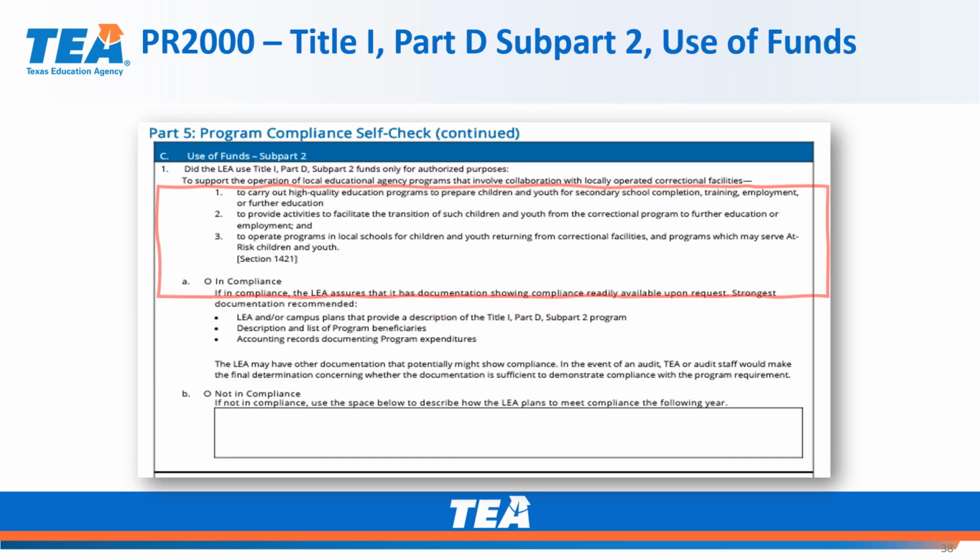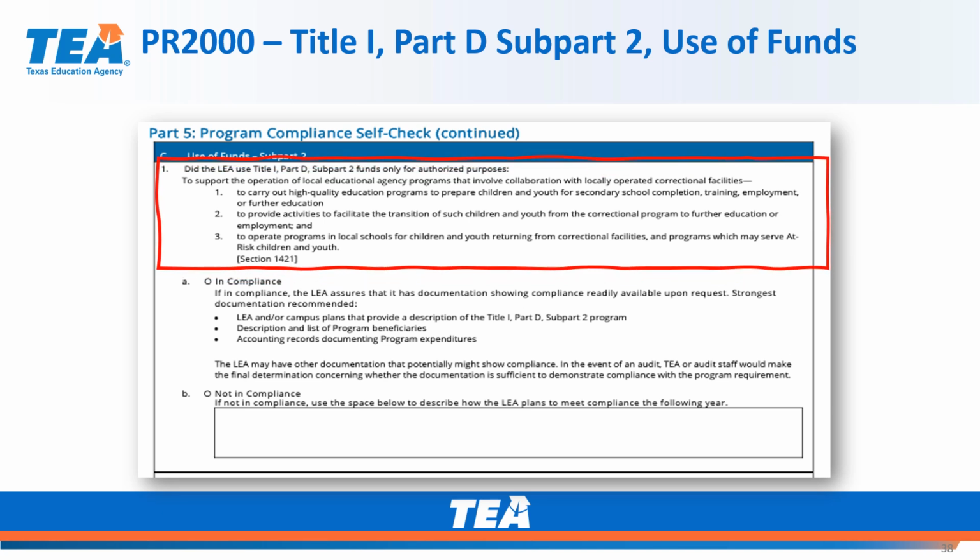Part 5C, Item 1, deals with Title I, Part D, Subpart 2 for LEAs. This requirement deals with allowable uses of funds for LEAs to support the operation of programs that involve collaboration with locally operated correctional facilities.